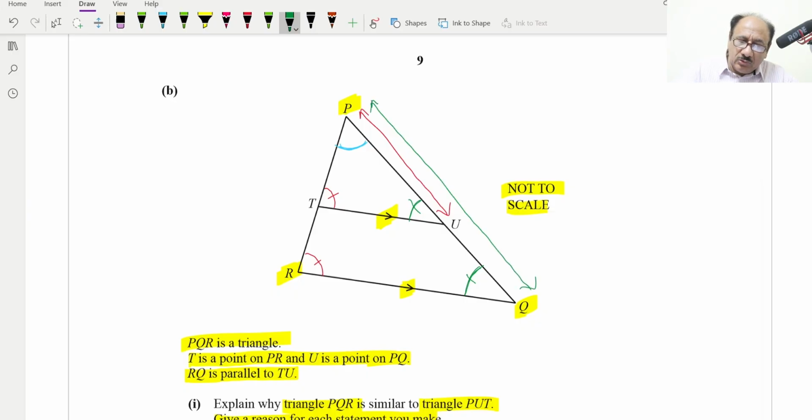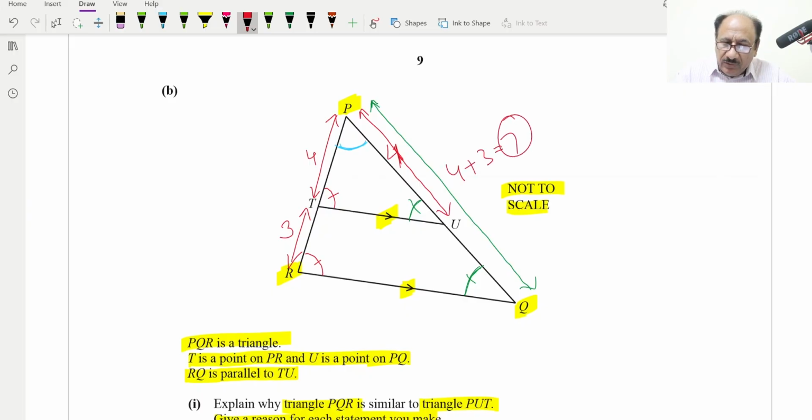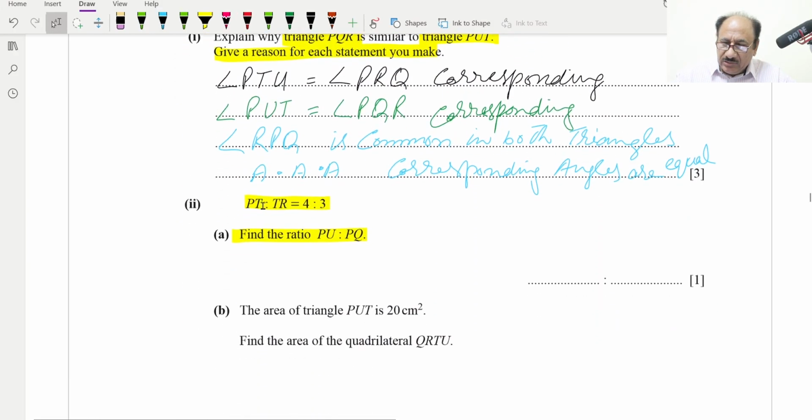So we need these two ratios, and they have provided PT, which is from here to this one, which is 4, and TR also they have provided, from this one, so this is 4 ratio 3. So we can say that this will be having a similar ratio. This will be 4, this will be 4 plus 3, which is equal to 7. So 7 will be the ratio for this green part, which is PQ. So our answer will be over here.